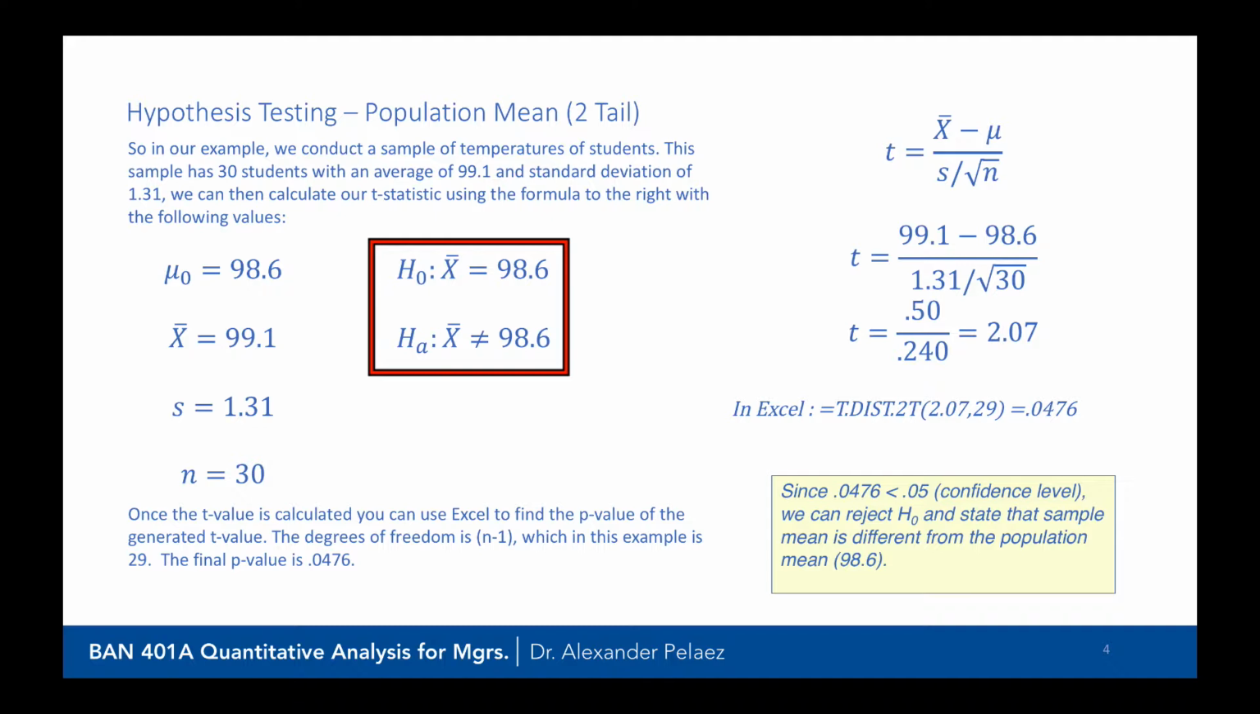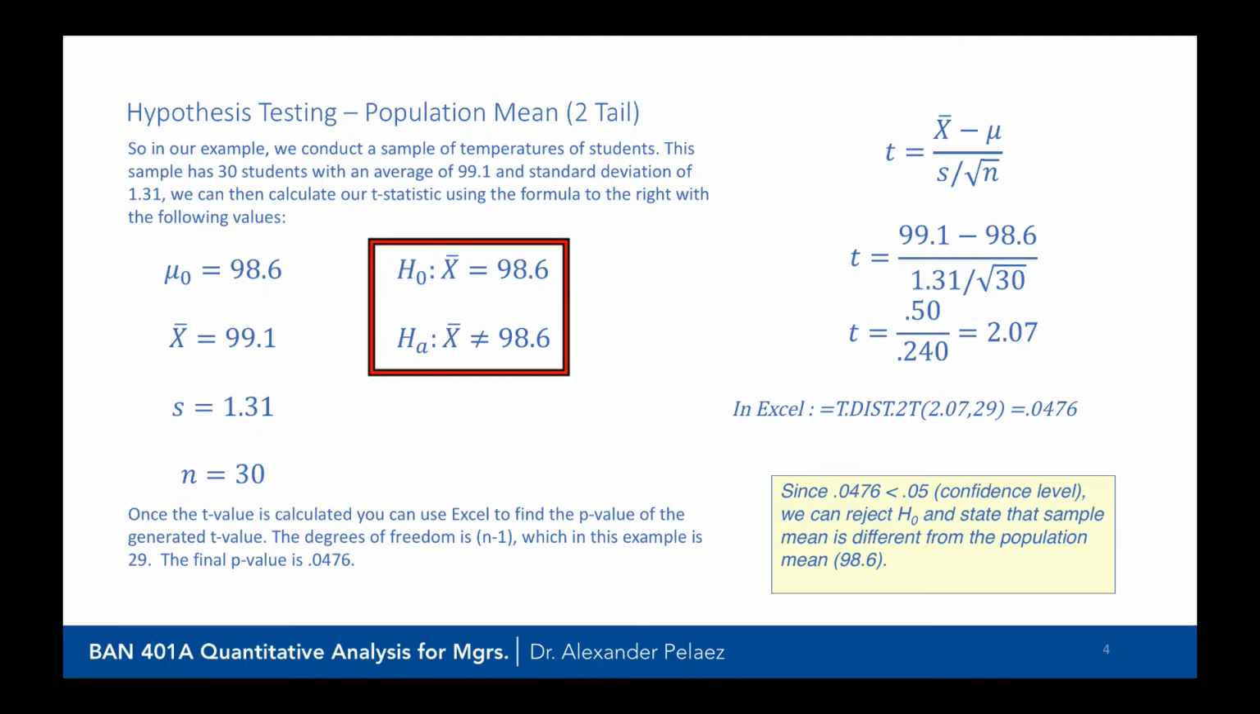So again, we have our two pieces to the hypothesis test. In all cases, it will be an H0, or a null hypothesis, as well as an alternative hypothesis, HA. The H0 is that X bar is 98.6, as it should be, and the HA is X bar not equal to 98.6.